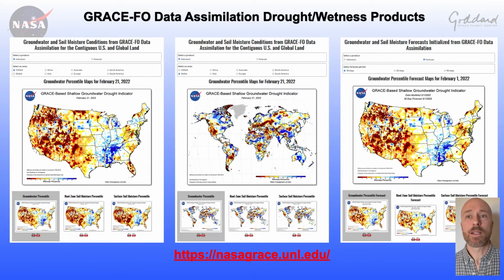The product in the middle is one of our newer products. It was available first in 2020, and this is a global groundwater, root zone soil moisture, and surface soil moisture product. Very similar to the product on the left. It's also wetness percentiles. The only thing that's a little bit different is that it has different inputs. The spatial resolution is a 1/4 degree, or about 25 kilometers, whereas our US product is available at 1/8 degree, about 12 kilometers horizontally.